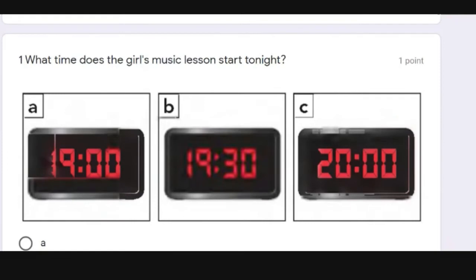For each question, there are 3 pictures and a short recording. Circle the correct picture A, B, or C.